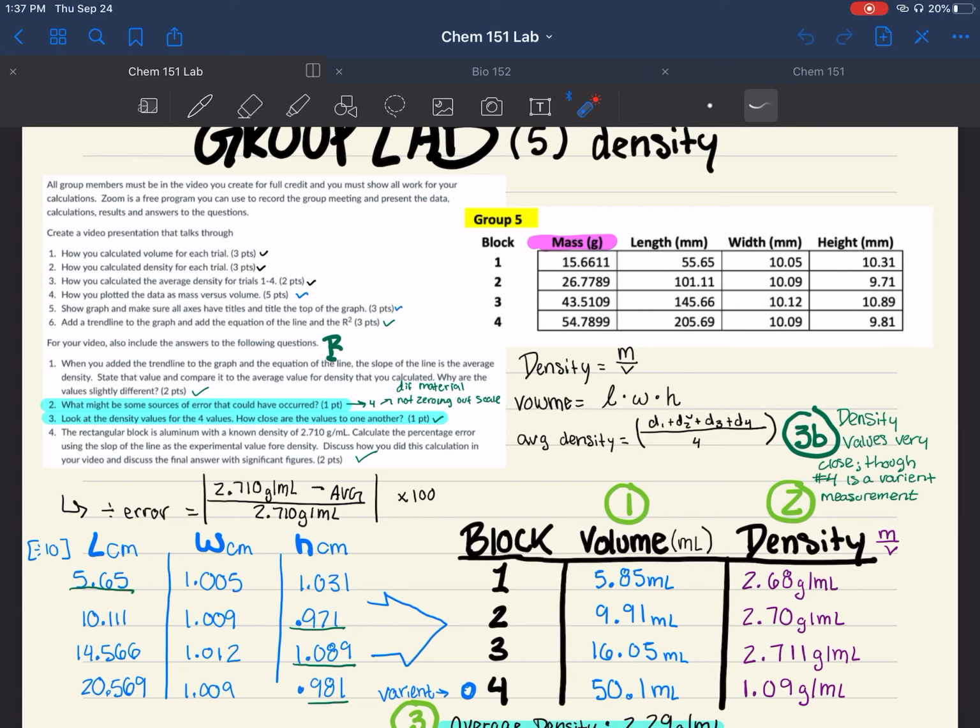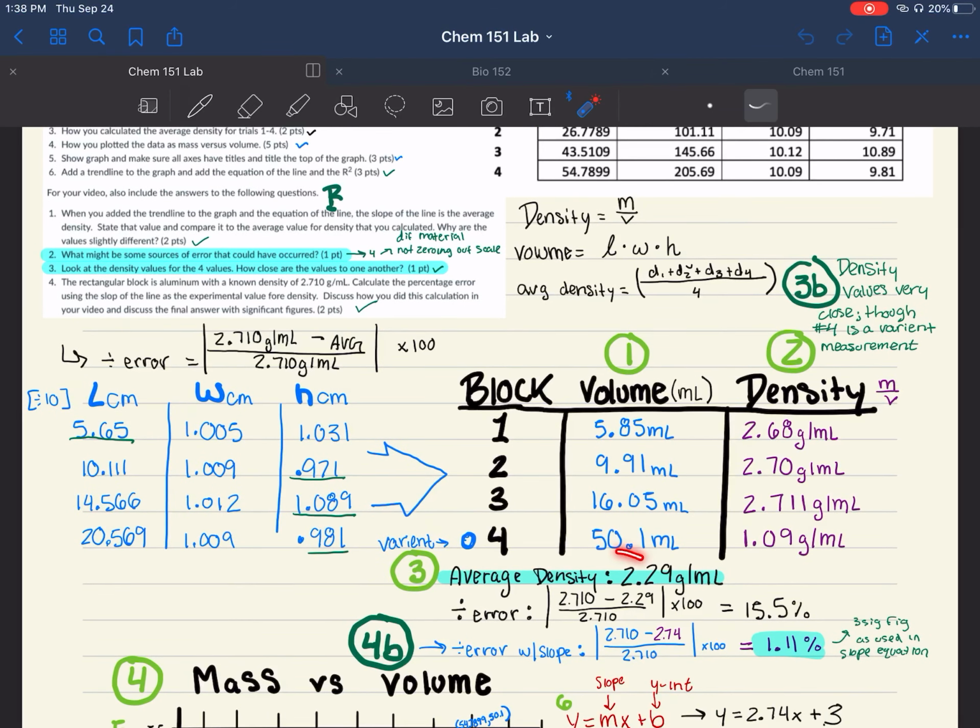we can see that the first thing I did is I calculated the volume using length times width times height, after converting all of these from millimeters to centimeters by dividing all the measurements by 10. After that, I got the density for all the values by dividing our mass by the volume. After we got the density, I did the average density by adding all these up and dividing them by 4, which gave me 2.29 grams per milliliter.